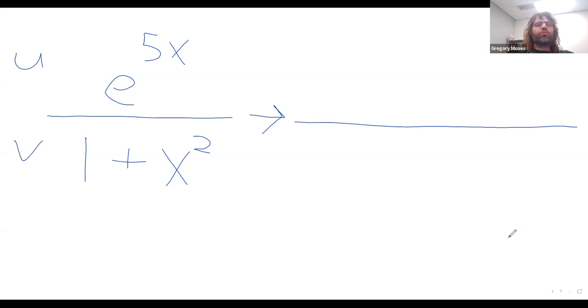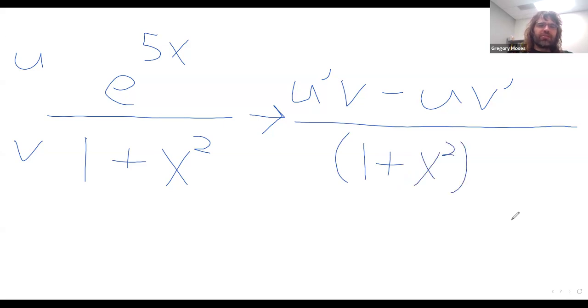So the quotient rule, let's remind ourselves, is the derivative of the top times the bottom minus the top times the derivative of the bottom, over the bottom squared. And the bottom squared, I'll start with because it doesn't require any calculus. 1 plus x squared, squared. Now, this derivative of the top, the derivative of this thing is going to require the chain rule.